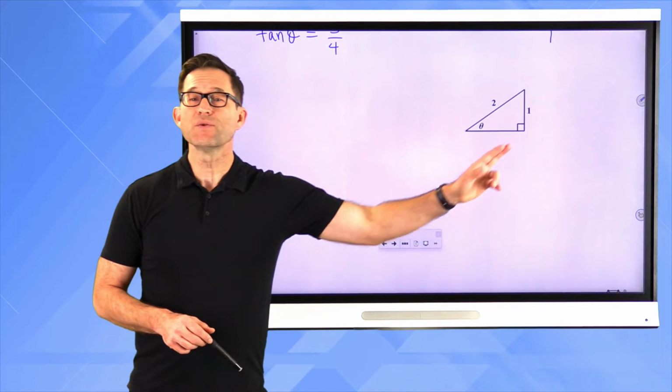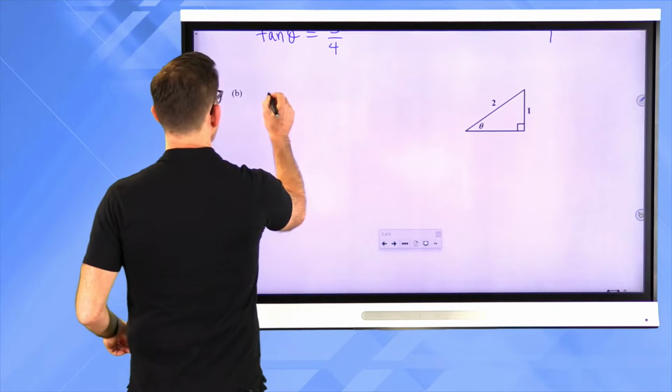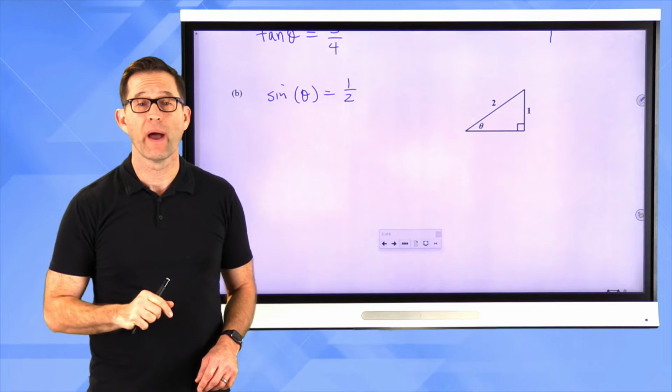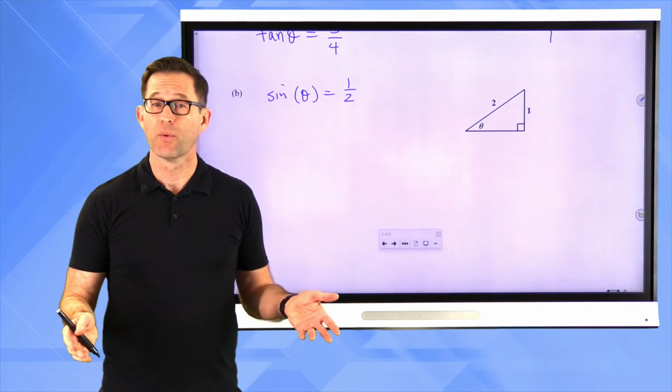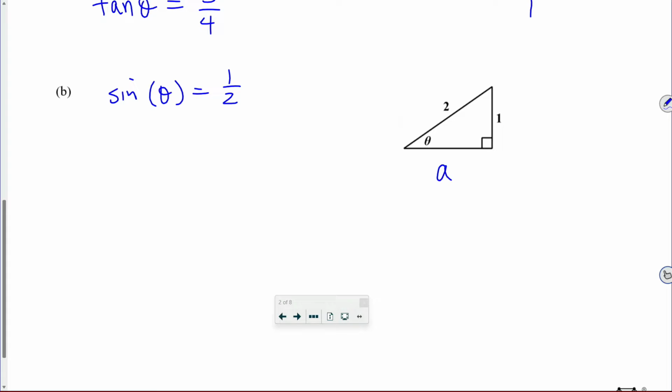All right, since we've got the opposite side and the hypotenuse, we can immediately say that the sine of theta is equal to 1/2. Now that should actually look kind of familiar to you. You've seen quite a few angles that have a sine value equal to 1/2. But let's not worry about that for the moment. Let's again call that A, and maybe we'll do A squared plus 1 squared is equal to 2 squared.